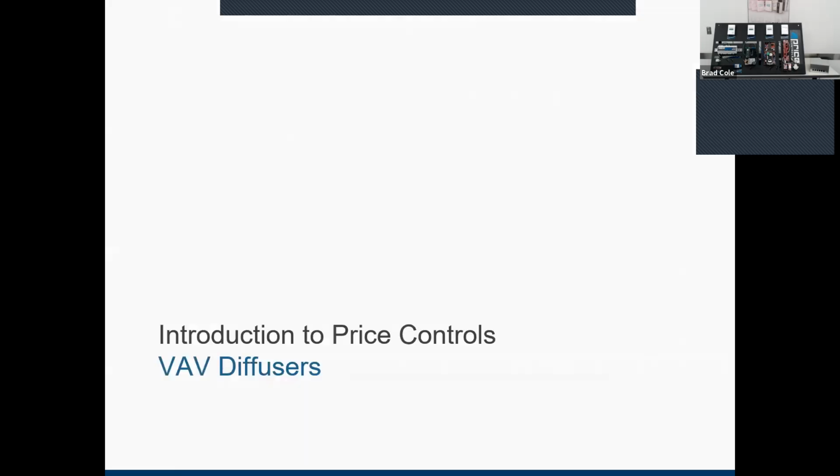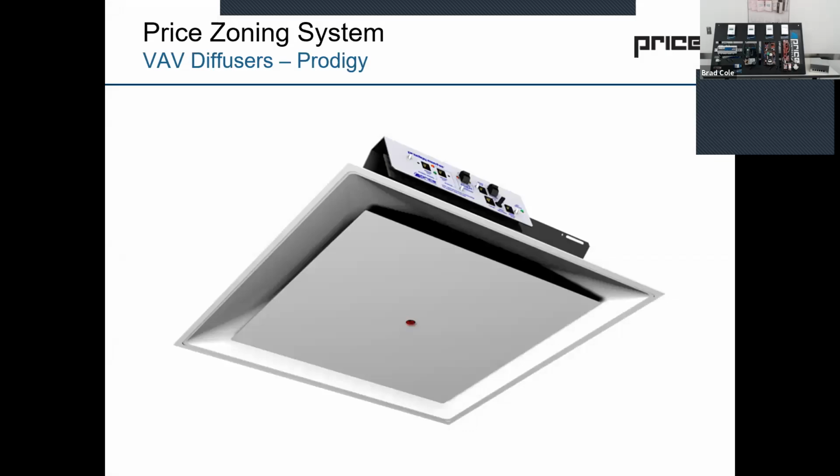Okay, moving on to VAV diffusers. This is where we're getting to the top portion of our system layout, where we have the offices and the Prodigy diffusers. So this is the Prodigy diffuser. It's been around at Price for about 20 years. One of the first developments out of Price electronics, along with a couple of other things, but the Prodigy's been around for quite some time.